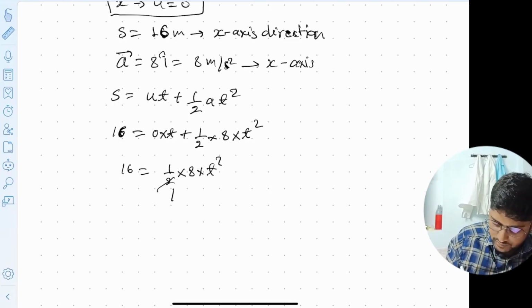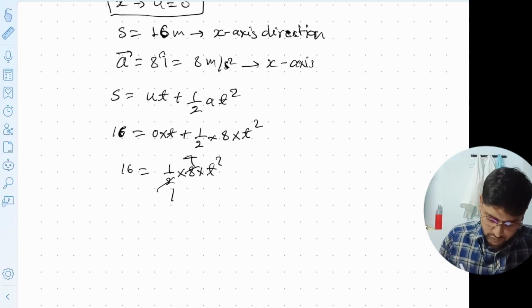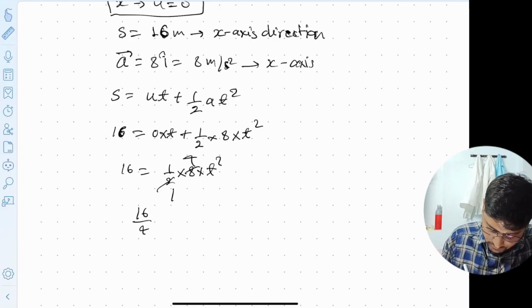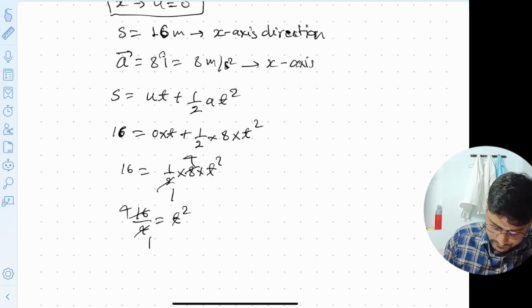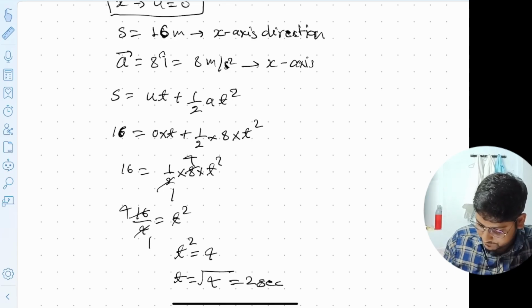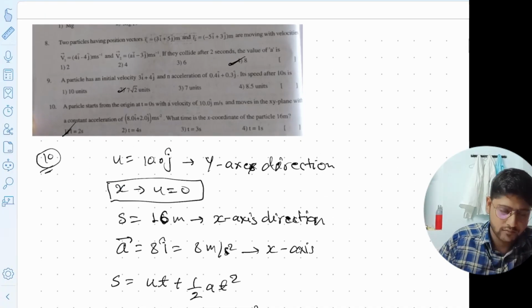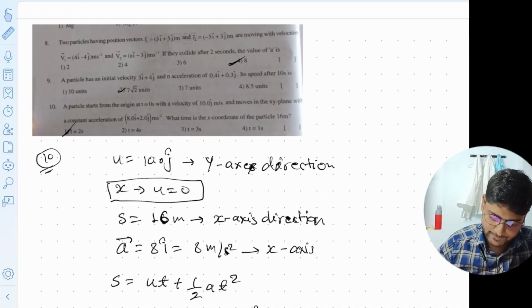Half of 8 is 4. 4 is multiplying, so 4 will go to divide. So 16 by 4 equals t square. 16 by 4 is 4, so t square equals 4, meaning t equals square root of 4 equals 2 seconds. So time equals 2 seconds. Which option? Option number 1, time t equals 2 seconds.